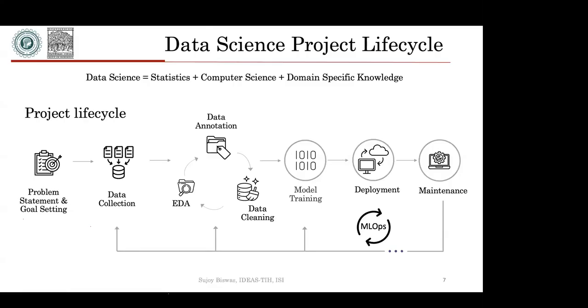So this is the project life cycle of a data science project, and it starts with the problem statement and goal setting. The second is data collection. The third part is actually a cycle. You collect the data, you clean the data, because there would be a lot of missing data and a lot of noise. You need to annotate the data, because you need to train the machine, right? Annotating means labeling the data.